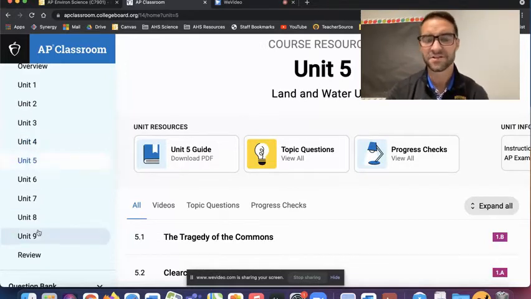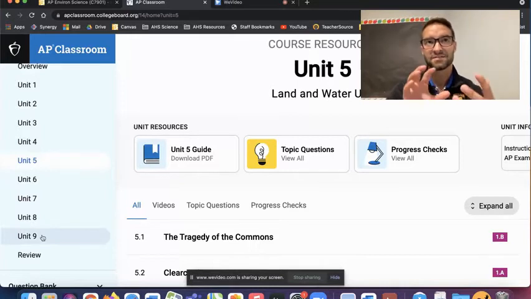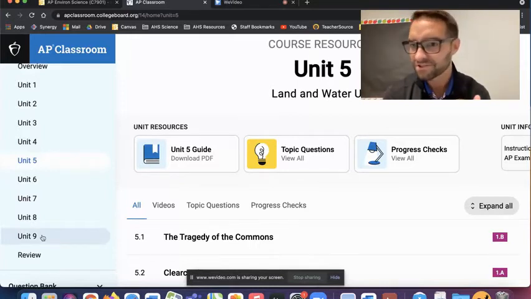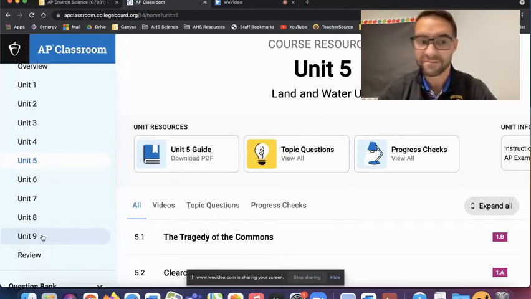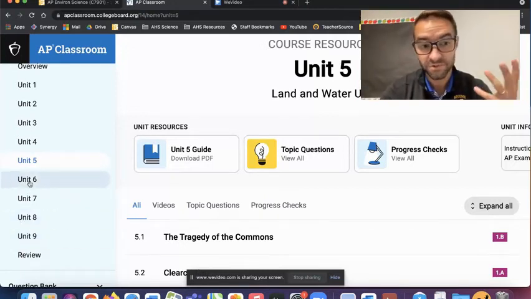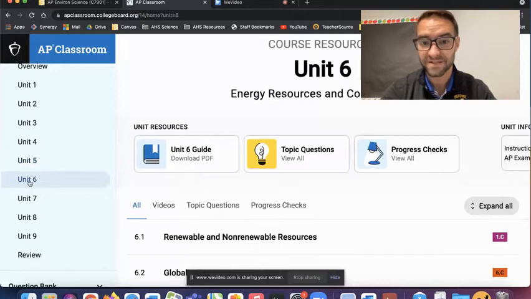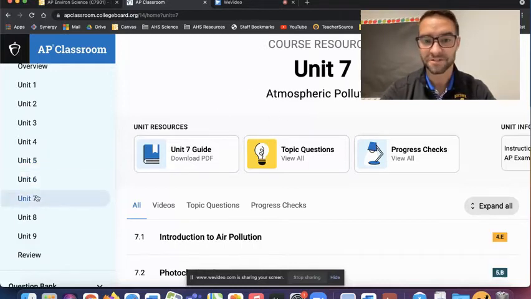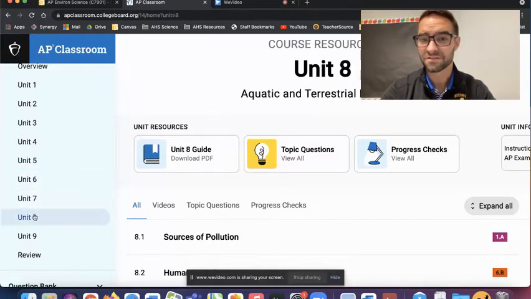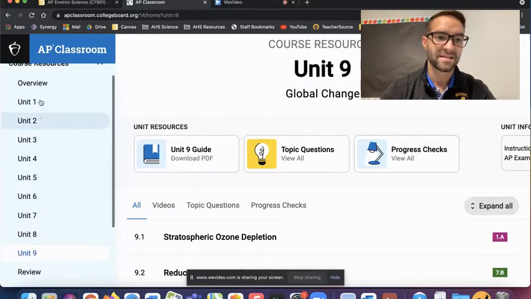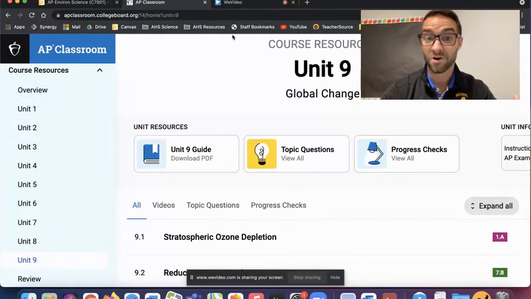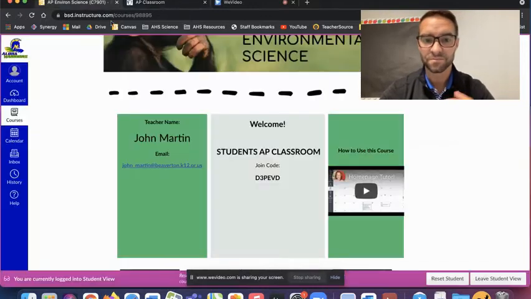As you get to these later units, it's less background information, if you will, and it goes deeper into our human impact. So this is land and water use by humans, energy resource consumption, atmospheric pollution, aquatic and terrestrial pollution, and Unit 9, global change. And so that is a pretty good overview of what the class will be like.